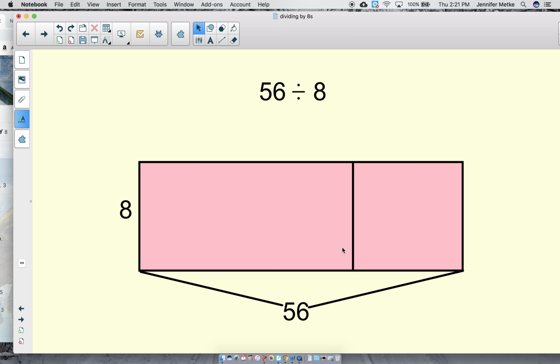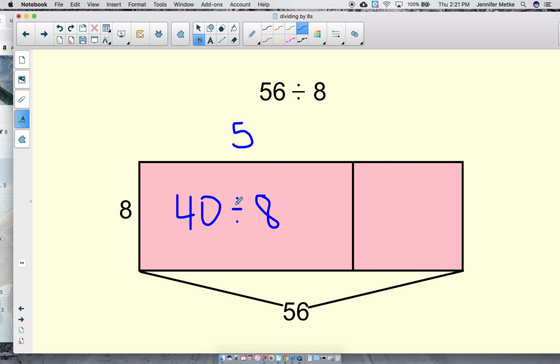So I'm going to break up this rectangle, and I'm going to think of a fact I do know. Well, like I said, I really like my facts that end up in 5s. I know that 40 divided by 8 is 5. So you'll notice I'm dividing by 8 because this side length is 8. So this rectangle, I'm looking at 40, the area, and I want to know if this side length is 8, what's this side? Well, I know 5 times 8 is 40.